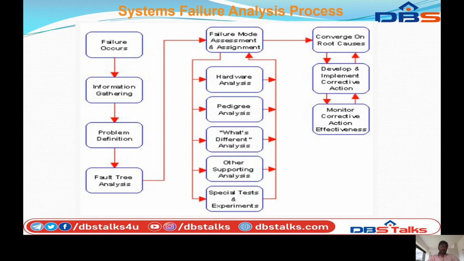Then all the process will be completed, and we go to the failure mode and assessment analysis. When this process is completed, finally we go to the convergence on root causes. For the root causes, we develop and implement corrective action. Then we monitor the corrective action and its effectiveness. So this is the continuation of the system failure analysis approach.